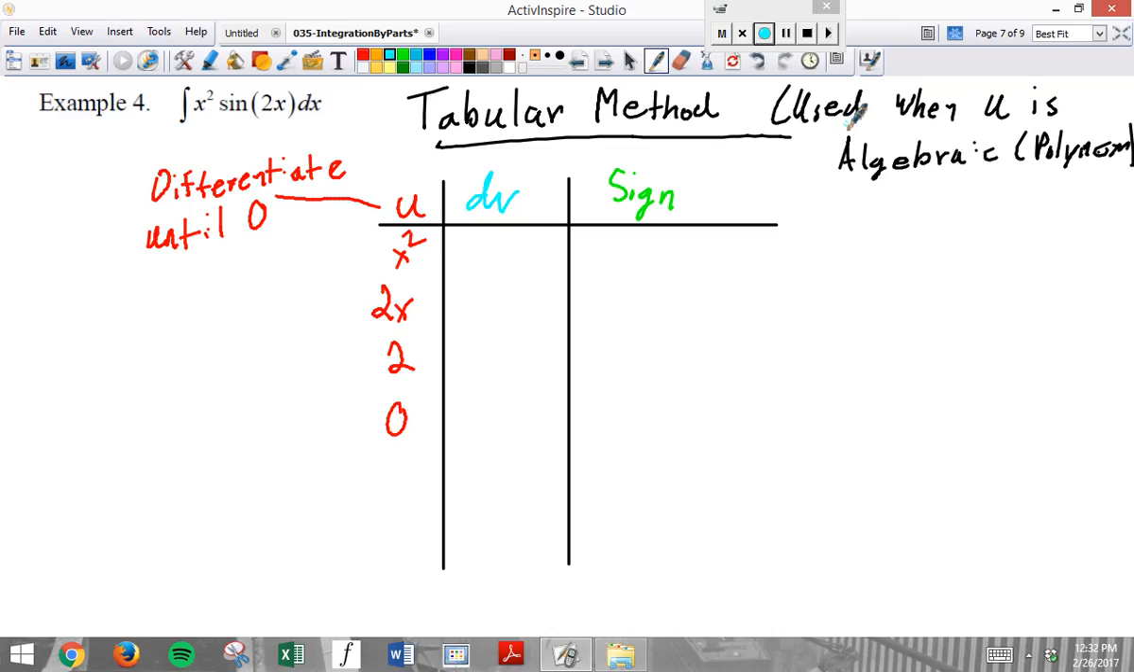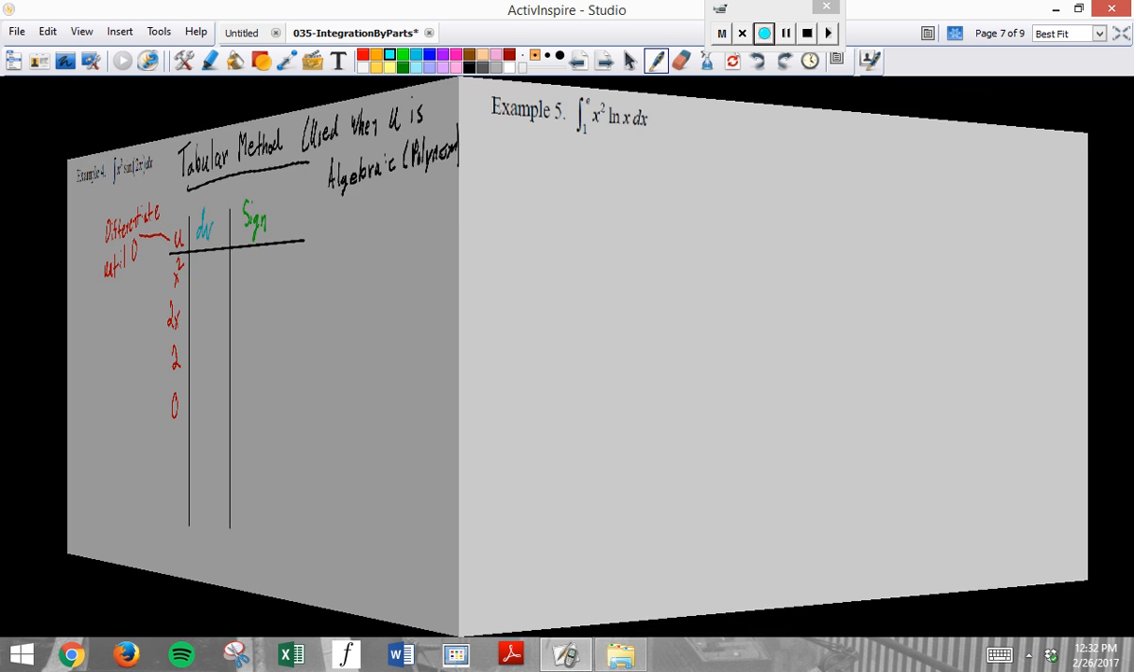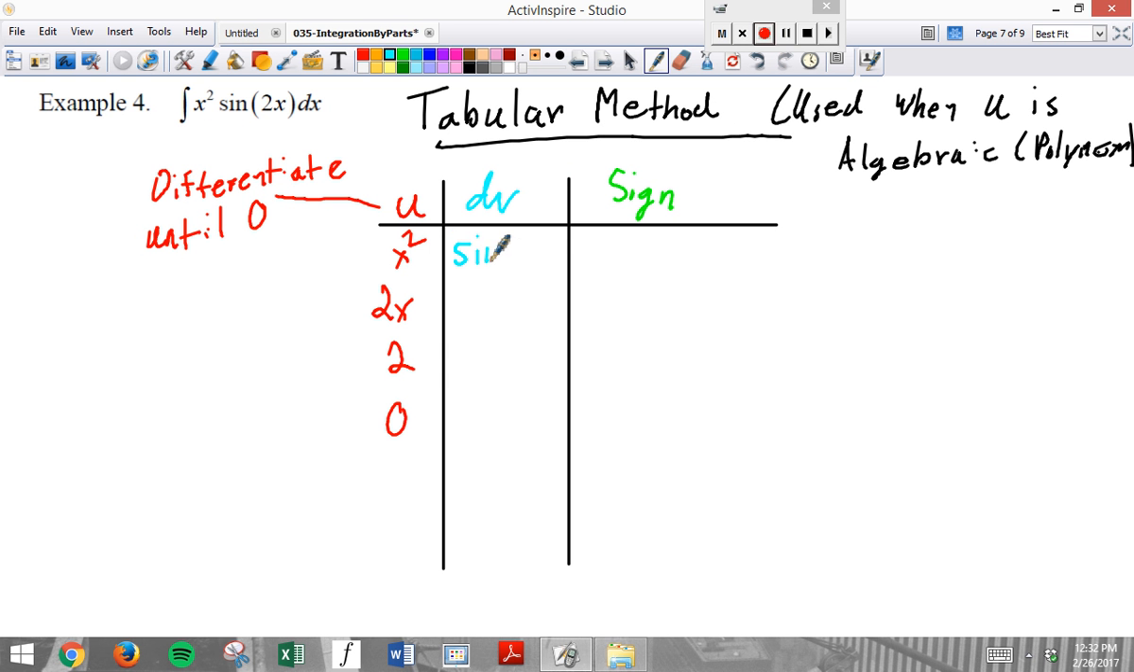dv was what? It was sine 2x. And here's where your integration skills have to be on point. Negative 1/2 cosine 2x. Negative 1/4 sine 2x. Keep track of your signs. It's harder in some respects for that reason. And then positive 1/8 cosine 2x. Alright.